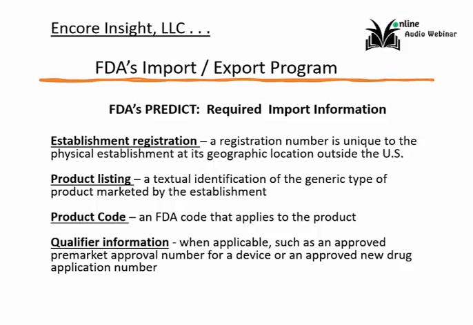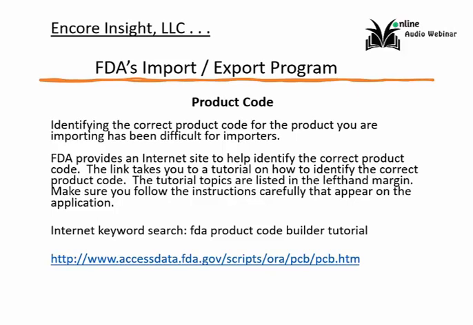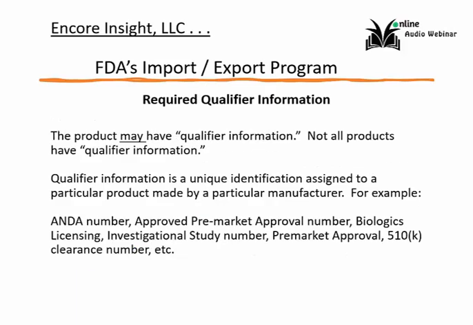As I said, that's their required import information. So FDA assigns a unique identification number to your listing document. It's important to understand that that listing document and especially the identification number is considered by FDA to be confidential commercial information. The product code, the computer code information, is basically something that corresponds to the product that's identified in product listing. And then the required qualifier information. That's that fourth category that you may or may not have to cover.